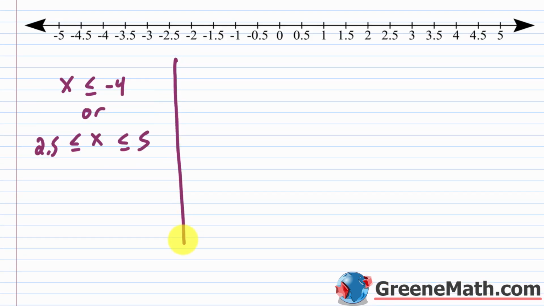And again, if you want to do interval notation, these are all going to be included because we had a non-strict inequality. So here we would say coming from negative infinity, going up to and including -4, and then the union with anything between 2.5 and 5, with both of those being included.